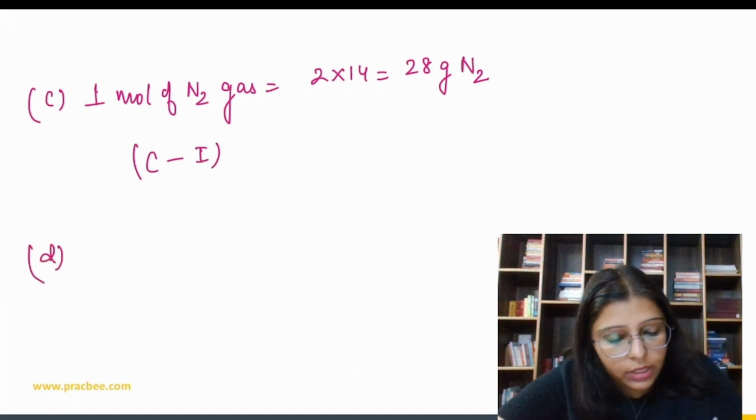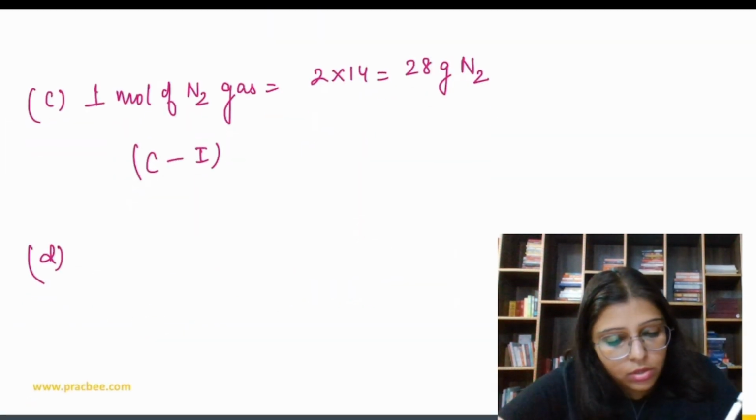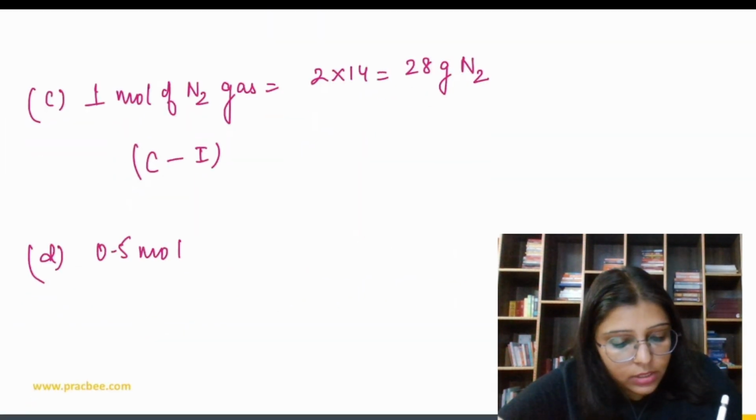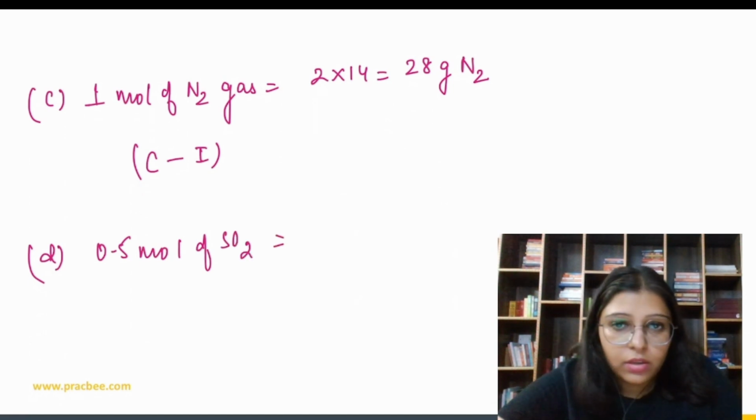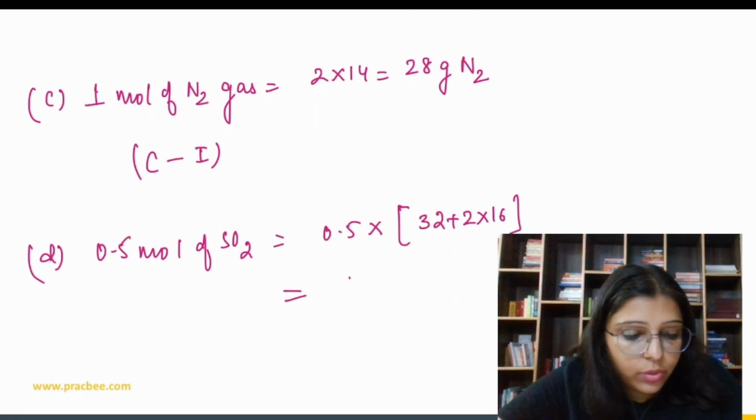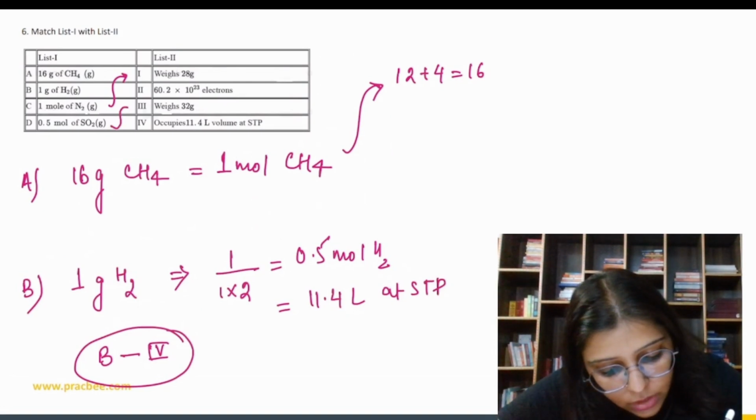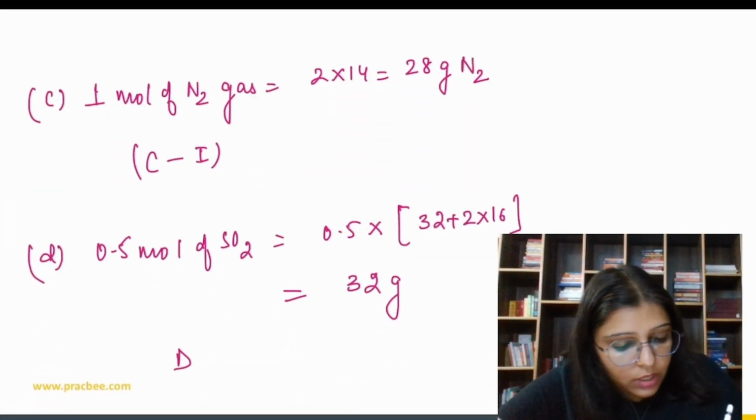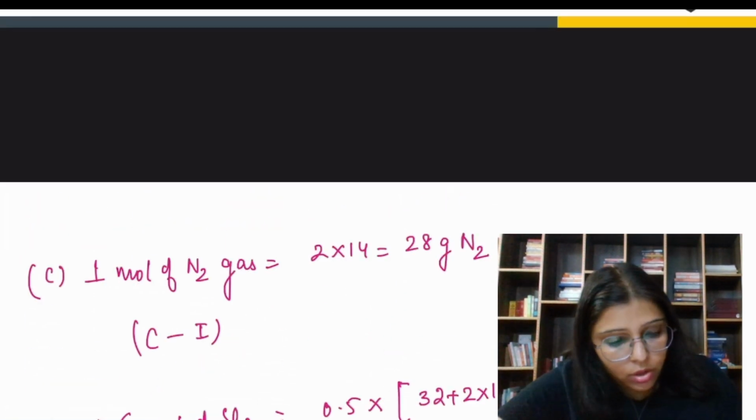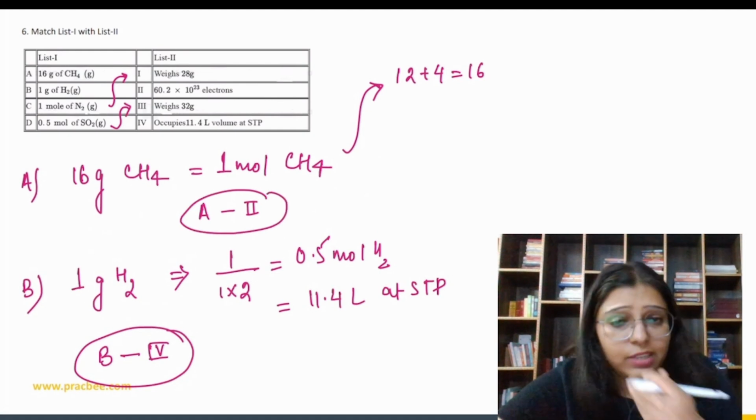Now D, 0.5 mole of SO2. So 0.5 mole of SO2 means 0.5 into molar mass. Molar mass means 32 plus 2 into 16, right? So which is equal to 32 gram. So D we can match with the third one. So A we can match with the second one. Let's prove it.